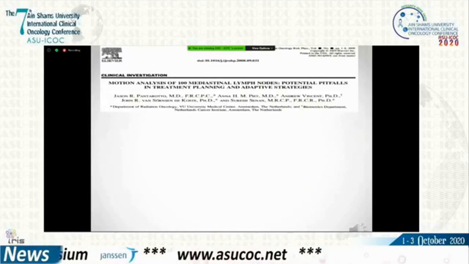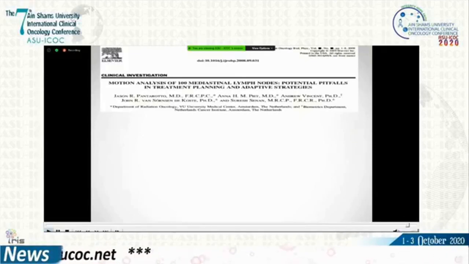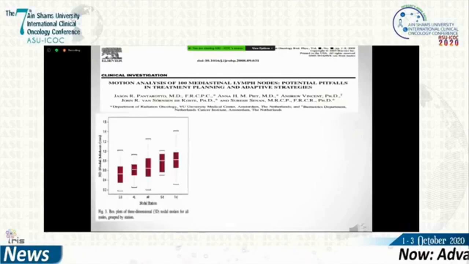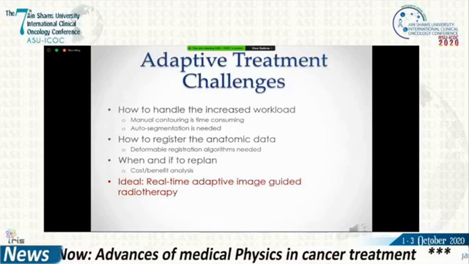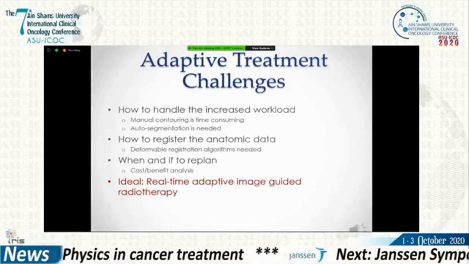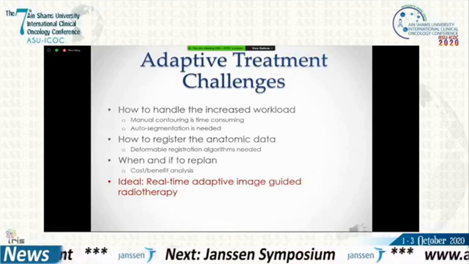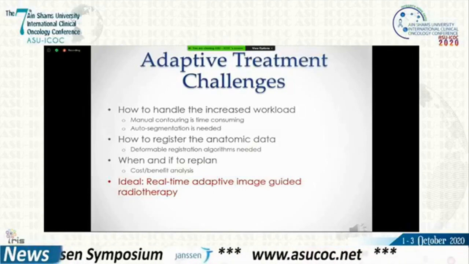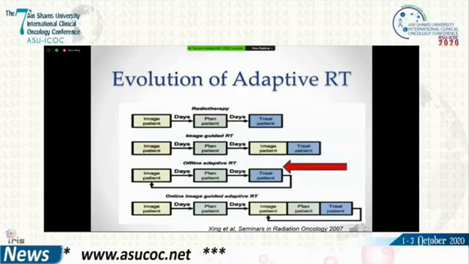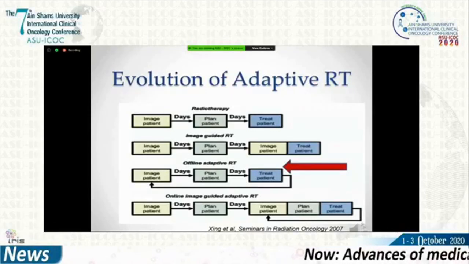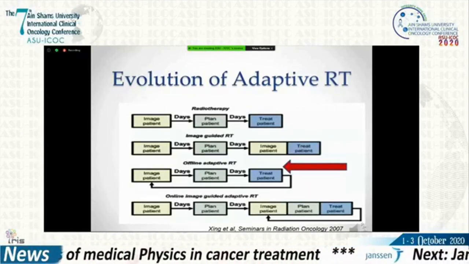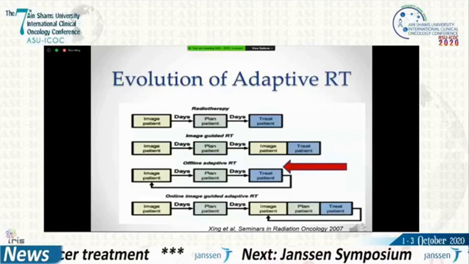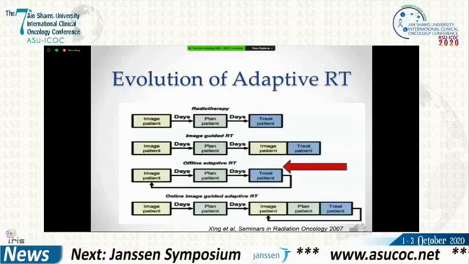Motion analysis for the mediastinal lymph nodes, potential in the treatment and the planning and the adaptive strategy. You can see different adaptive treatment challenges: how to handle the increasing workload, how to register the anatomical data, and ideal real-time adaptive guidance. Evaluation of adaptive radiotherapy. You can see image, day, planning, and after that we treat. Like image-guided radiotherapy, not the same. Image-guided days, planning, patient day, image-guided again, imaging the patient and treatment, or in some way image-guided offline adaptive or online, to continue with the treatment.